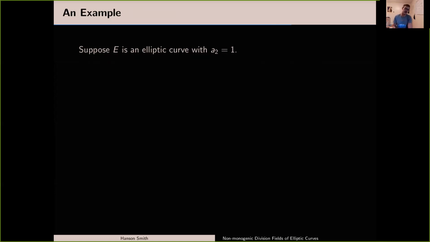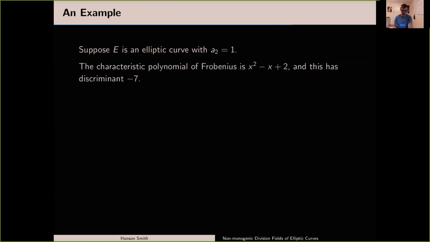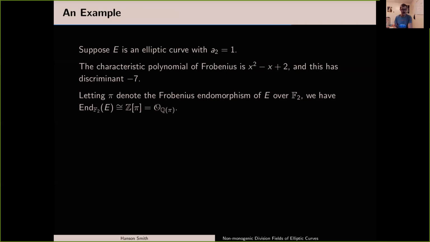So say I have an elliptic curve E with trace of Frobenius 1 at 2. The characteristic polynomial of Frobenius is going to be this polynomial right here. The discriminant of this is -7. That tells me that Z adjoin Frobenius, which is definitely contained in the endomorphism ring of my elliptic curve over F2, is the maximal order, so it must be the endomorphism ring of my elliptic curve over F2. So everything works out really nicely with 2.